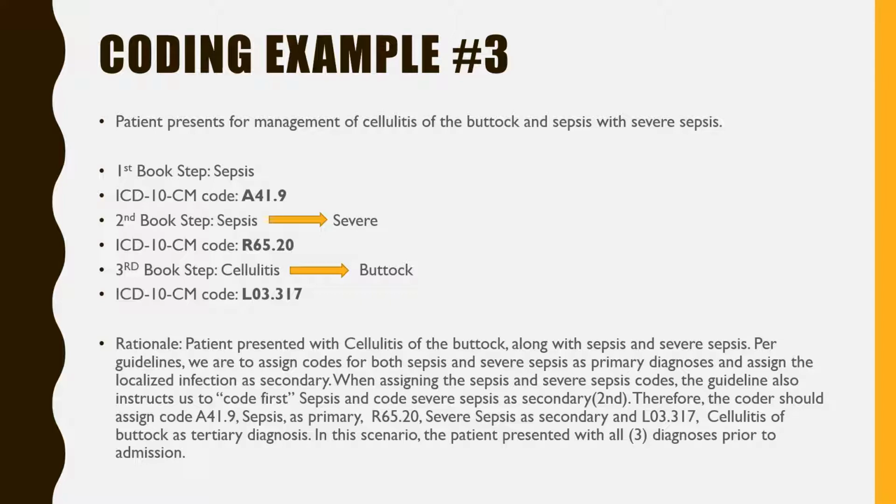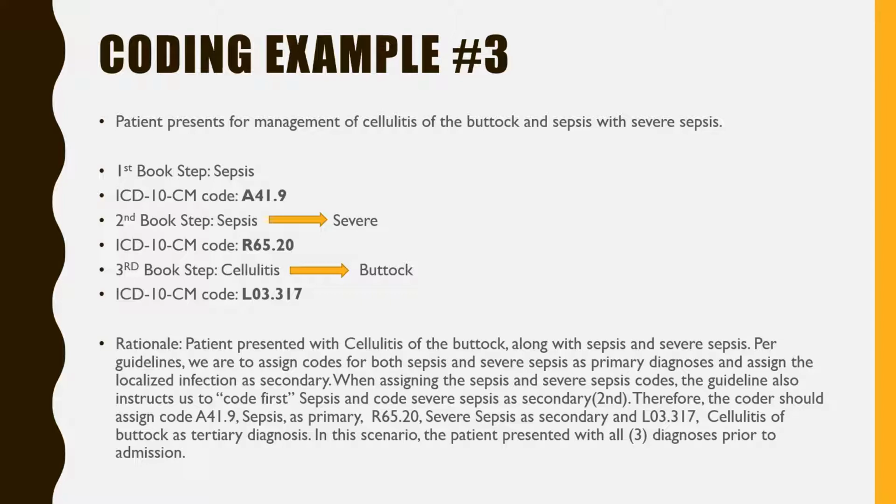And in our third and final book step, we're going to locate cellulitis. And again, we need to specify the type of cellulitis. And in this case, the patient has cellulitis of the buttock. Therefore, our ICD-10-CM code should be L03.317.